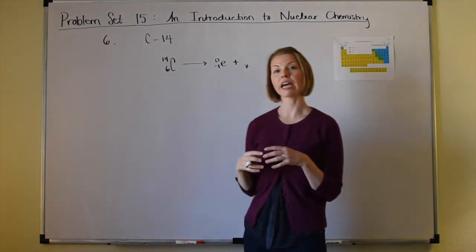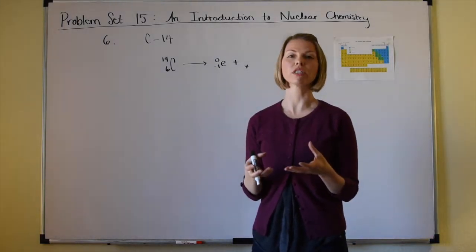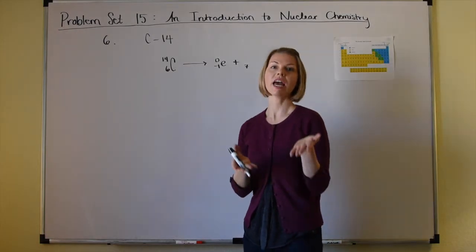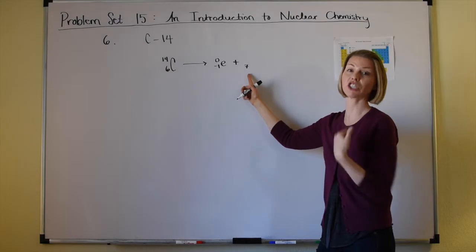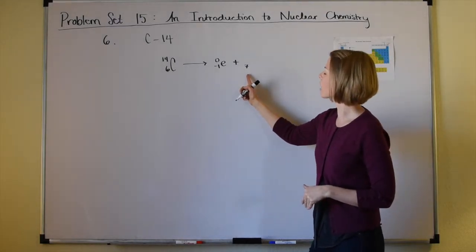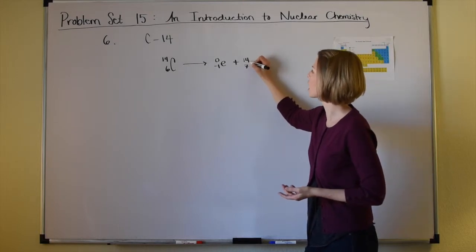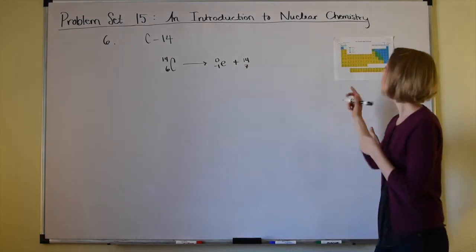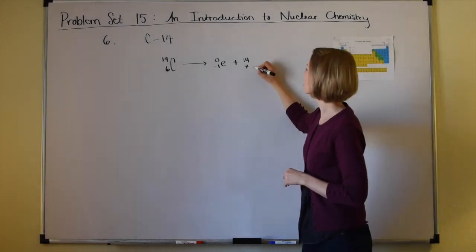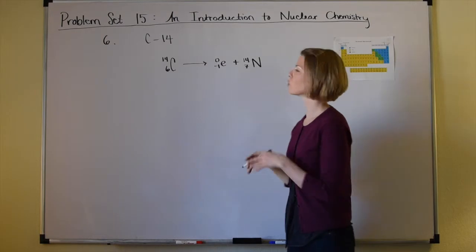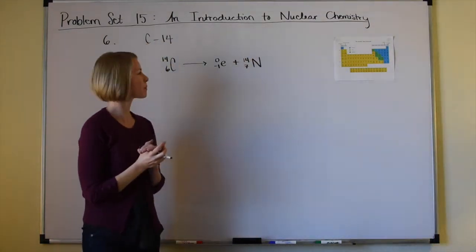Remember that beta decay is when a neutron decomposes into a proton and a beta particle. So the atomic number is going to increase for the addition of that proton. And because we lost 1 neutron but we gained 1 proton, the mass number is not going to change. So go to your periodic table, find the element that has the atomic number 7. It is nitrogen. So nitrogen is a new element that forms from the beta decay of carbon-14.